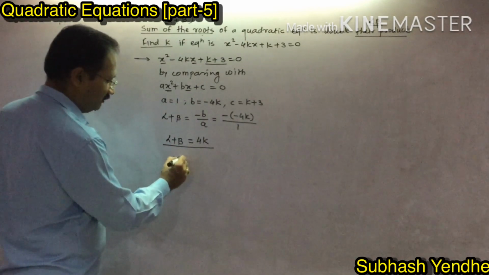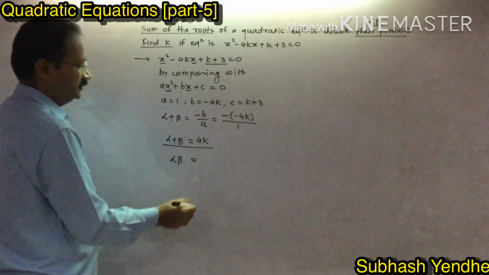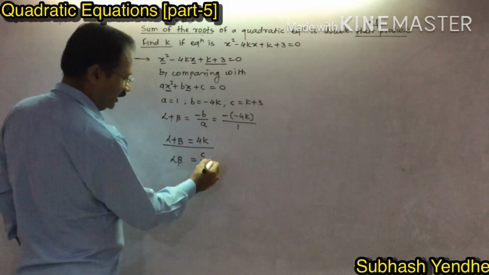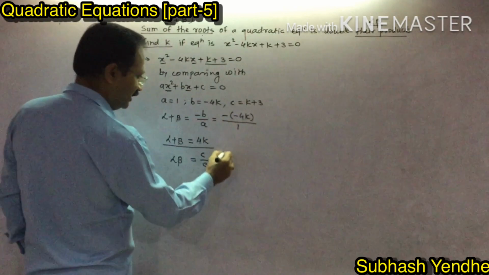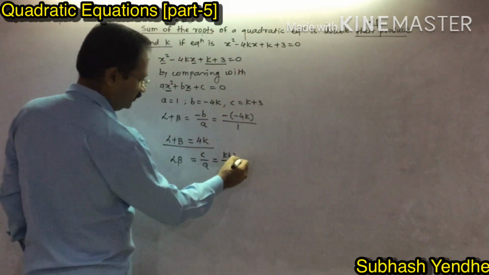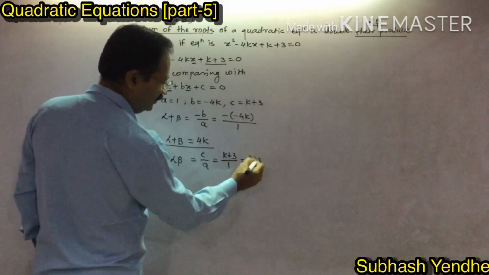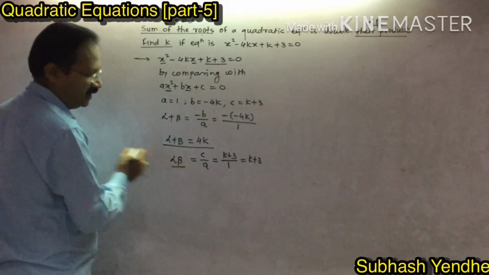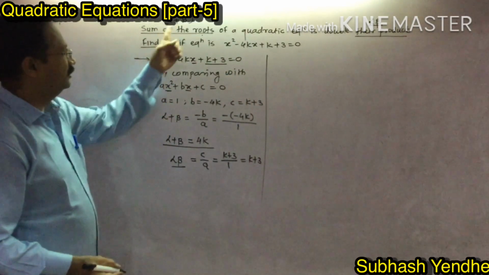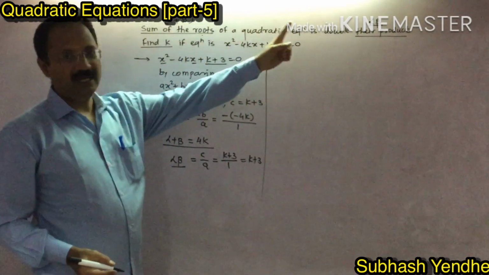Now I am going to find the value of alpha beta. Alpha beta's formula is c upon a. C's value is k plus 3 and a's value is 1. So I will get the value k plus 3. This is the value of alpha beta. Now I got alpha plus beta and alpha beta.